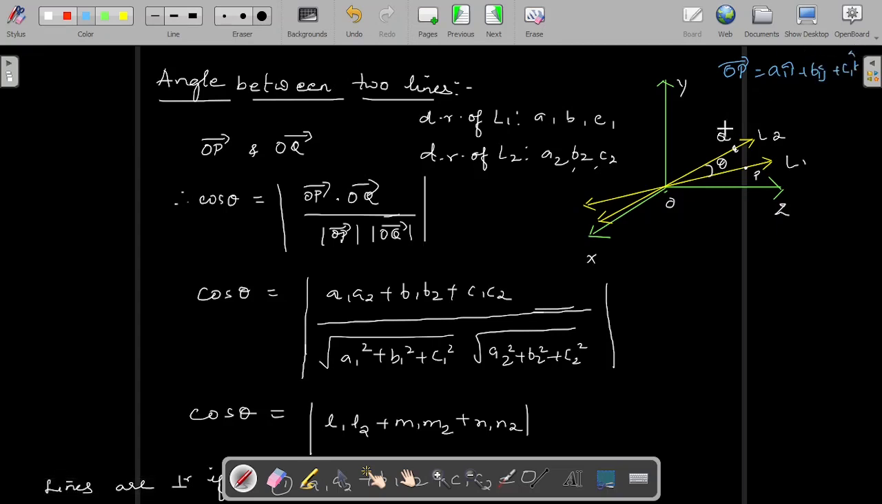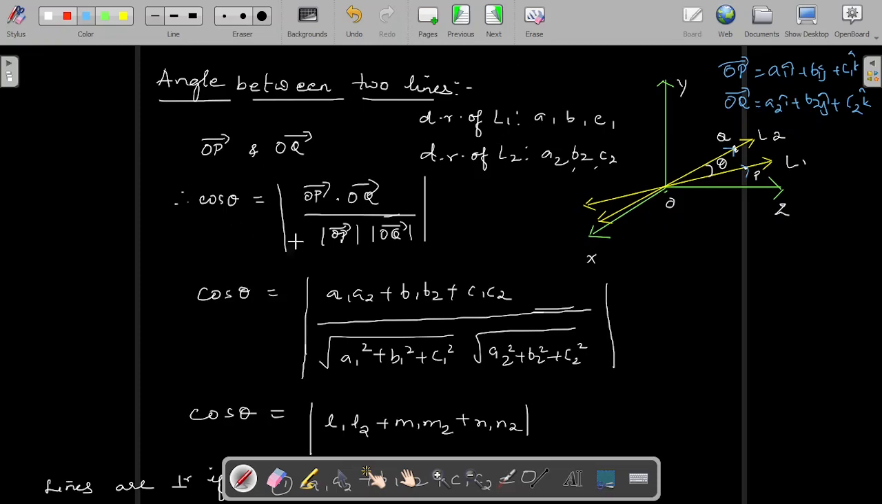That is the use of direction ratios, because the vector and the line coincide, as I have taken the point on the same line, so they should have the same direction ratios. When it is a vector, the components of that vector are nothing but the direction ratios of the line. Similarly, OQ vector equals a2 i cap plus b2 j cap plus c2 k cap. Now, the angle between L1 and L2 is the same as the angle between the two vectors OP and OQ. So we have the formula to find the angle between two vectors that we had in the vectors chapter.